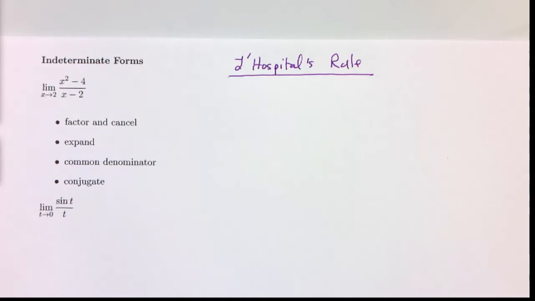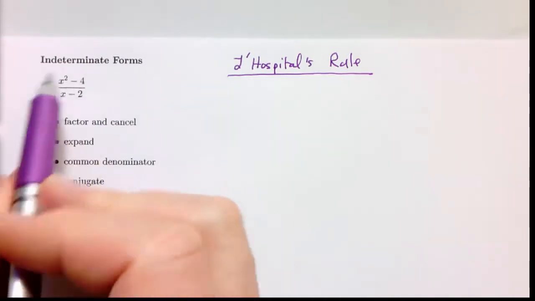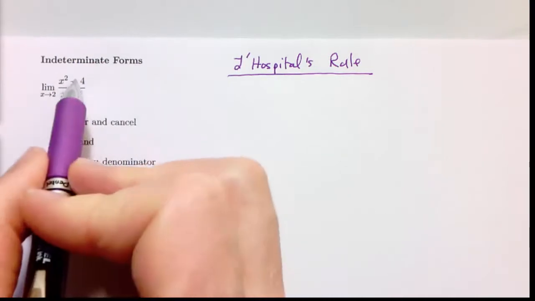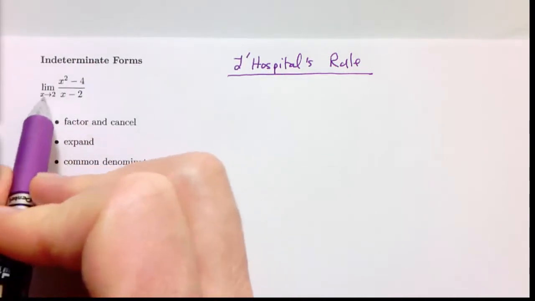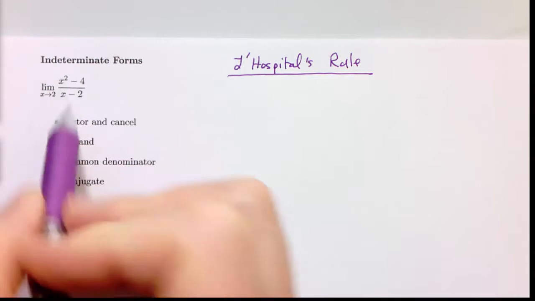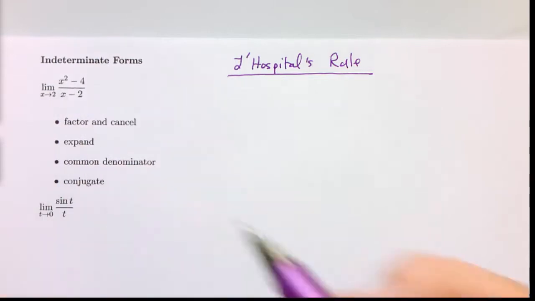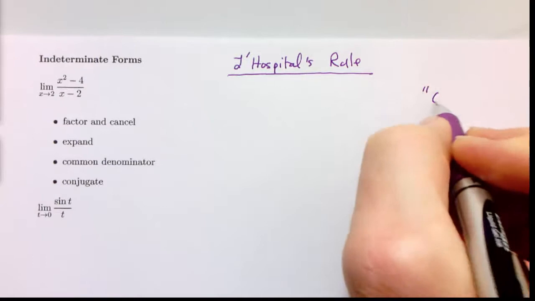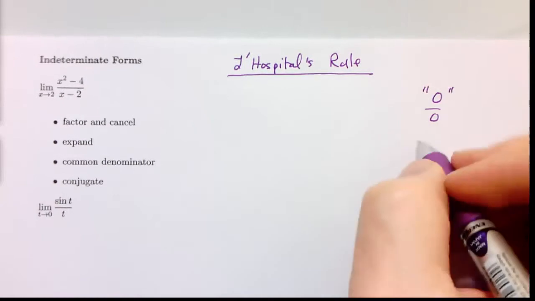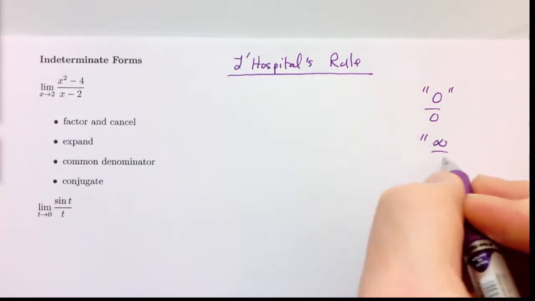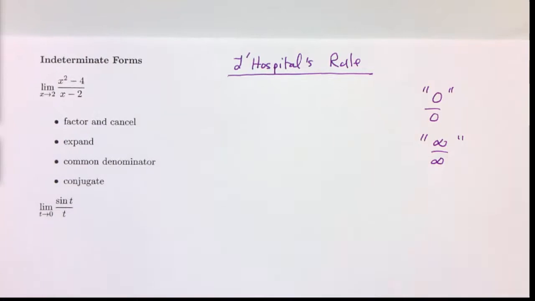L'Hopital's rule is a way to apply derivatives to help us evaluate limits that have indeterminate forms. So an indeterminate form is a limit of the form, say, 0 over 0. As x goes to 2 here, I get 4 minus 4 over 2 minus 2, or 0 over 0. So when I see 0 over 0 in a limit, or infinity over infinity, and there are some other variations on these, L'Hopital's rule is a trick for helping us.